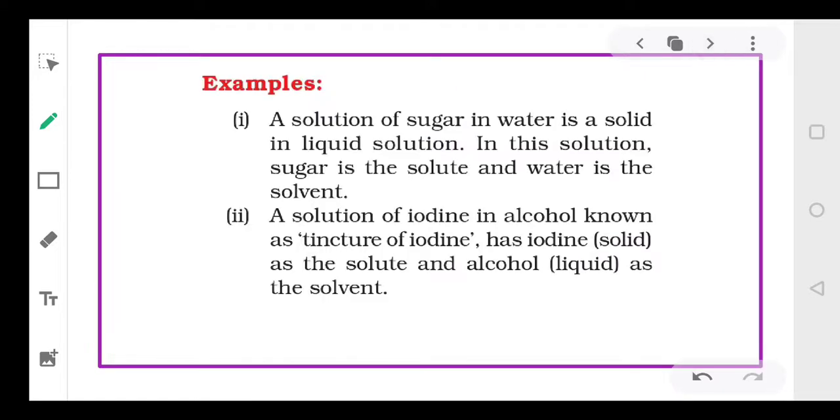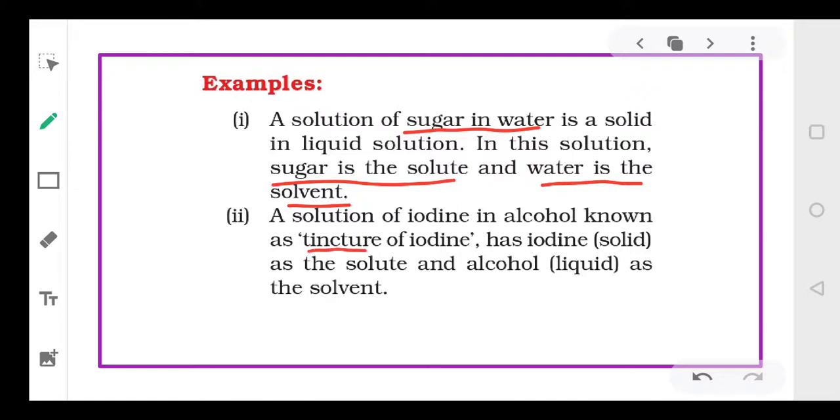Right, everyone? So let's talk about a few examples. Now suppose we add sugar in water. So what is the solute here? Tell me, hurry up. Sugar is the solute and water is your solvent, right? When we add sugar in water, sugar is solute and water is solvent. Very good.